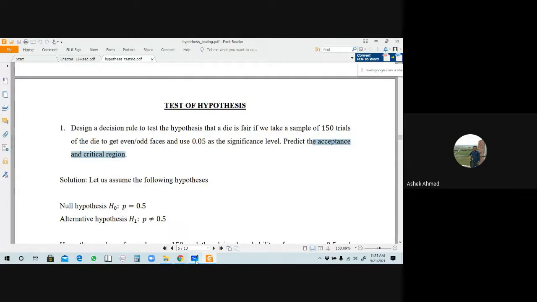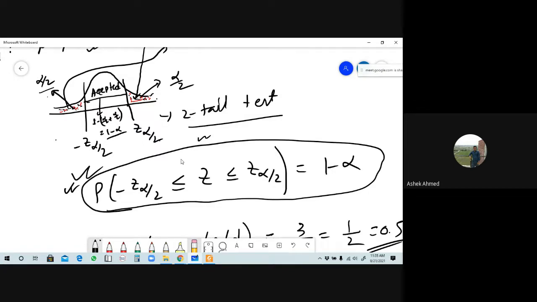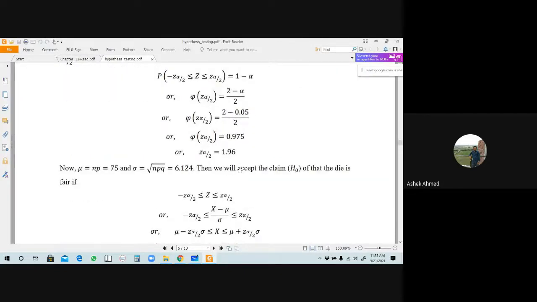Tell me, this formula will be for which region, accepted or rejected region? Respond. This formula is for acceptance, that means H0 is true. So we will apply this concept here. The concept is that we will accept the claim that the die is fair if the value lies in the interval, and we can find the interval by using this inequality.